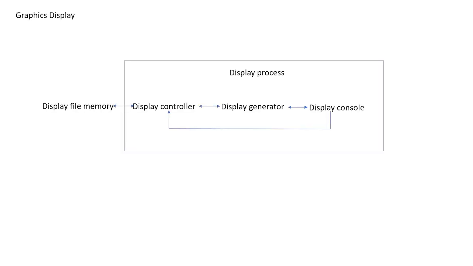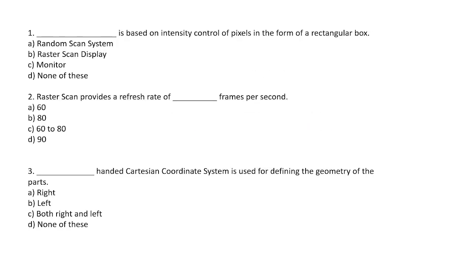We can see one question, a fill in the blanks, which is based on intensity control of pixels in the form of a rectangular box. So here the options given are random scan system, raster scan display, monitor, and none of these. So here the correct option will be the raster scan display, obviously, which is based on the intensity control of the pixels in the form of a rectangular box, which you will see in the graphics part when we will be discussing later.